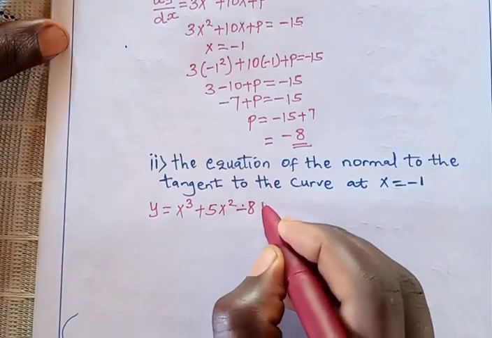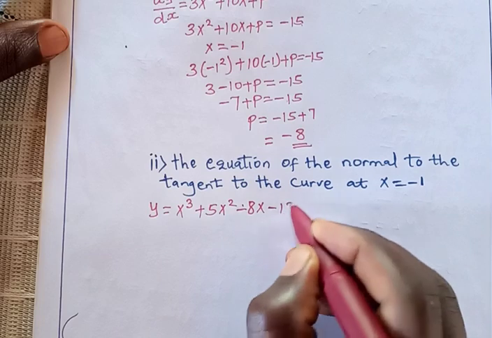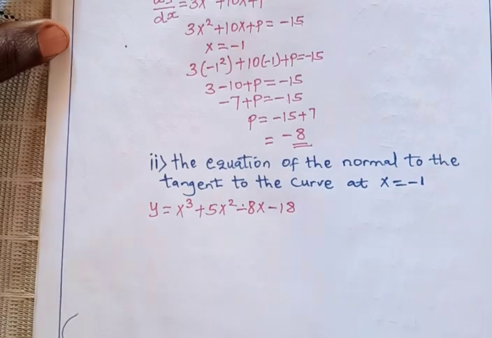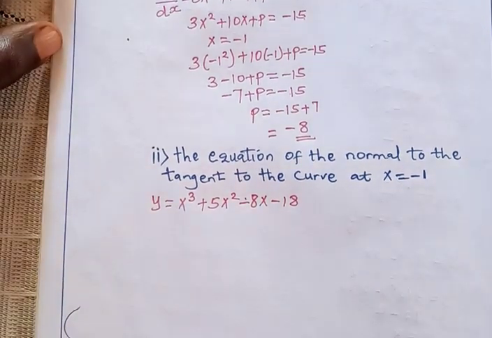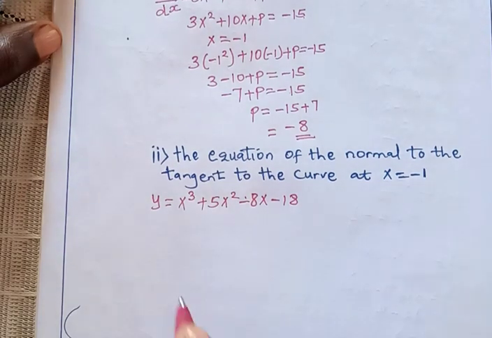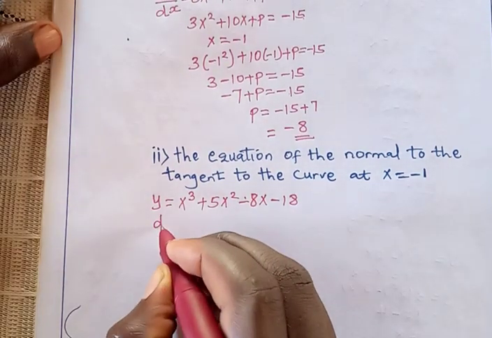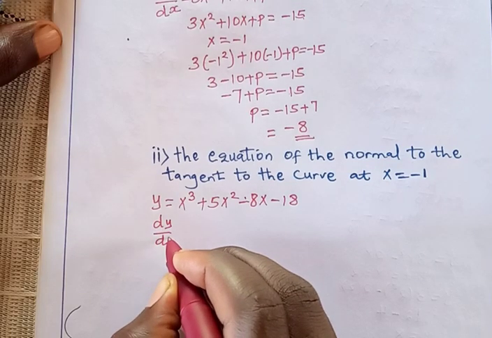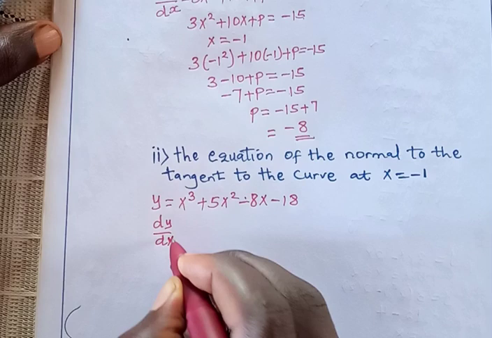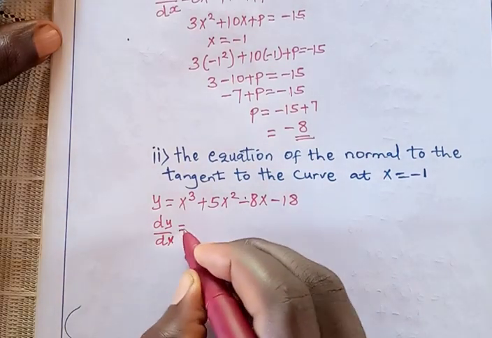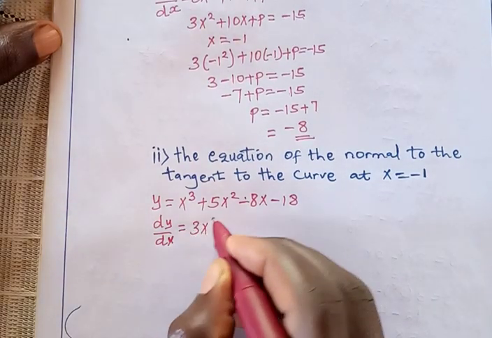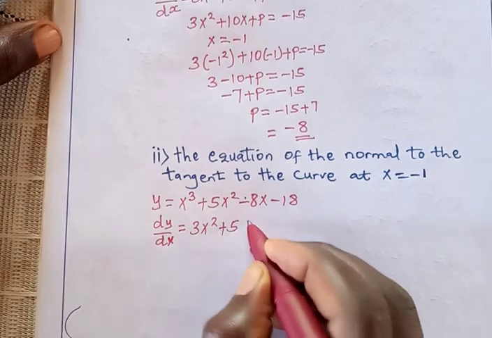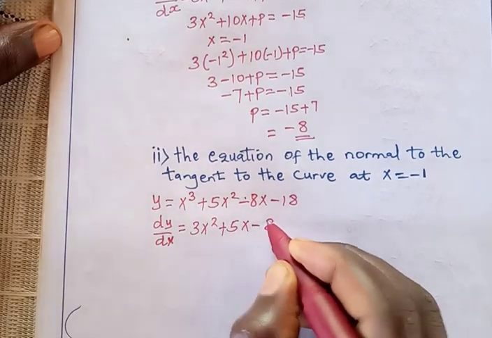We are going to say negative 8x, then minus 18. Now this is the complete equation. Now, let us get the change in y over the change in x. The change in y over change in x is going to be 3x squared plus 5x minus 8.